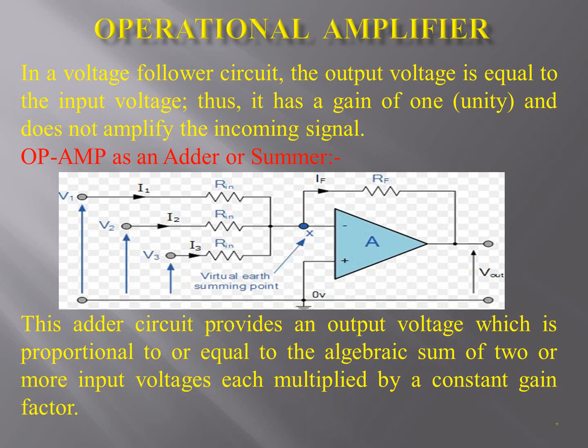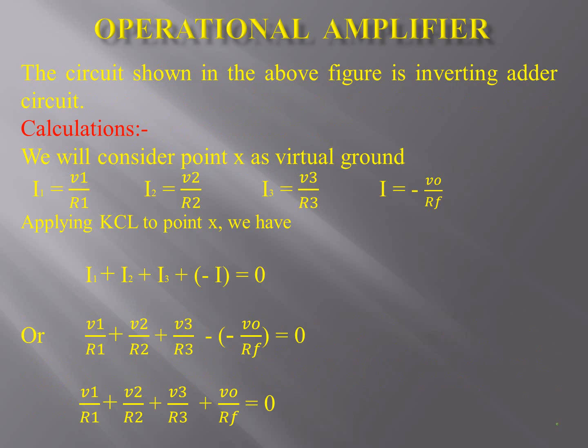Now, op-amp as an adder or summer. You can see the block diagram of adder or summer using operational amplifier. This adder circuit provides an output voltage which is proportional to or equal to the algebraic sum of two or more input voltages, each multiplied by a constant gain factor. The circuit shown in the above figure is an inverting adder circuit. Calculation. We will consider point X as a virtual ground.